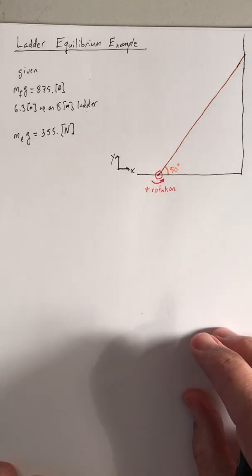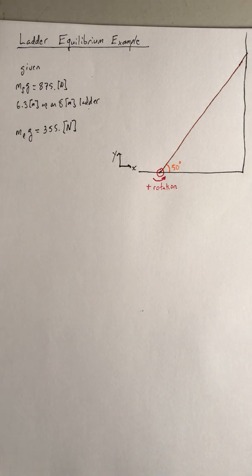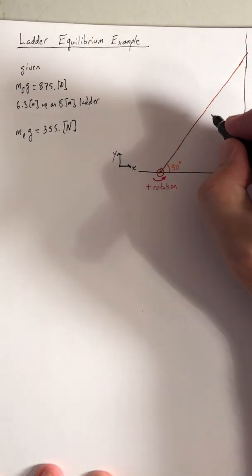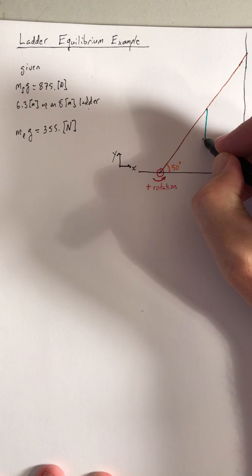Now, the ladder begins and remains at rest, so it's in equilibrium. It's going to be in equilibrium for any possible choice of rotation axis that you make. So I was just picking one that's going to make my work a little easier. The weight of the ladder is a force exerted on the ladder, and that's going to be halfway up. So let me draw that in.